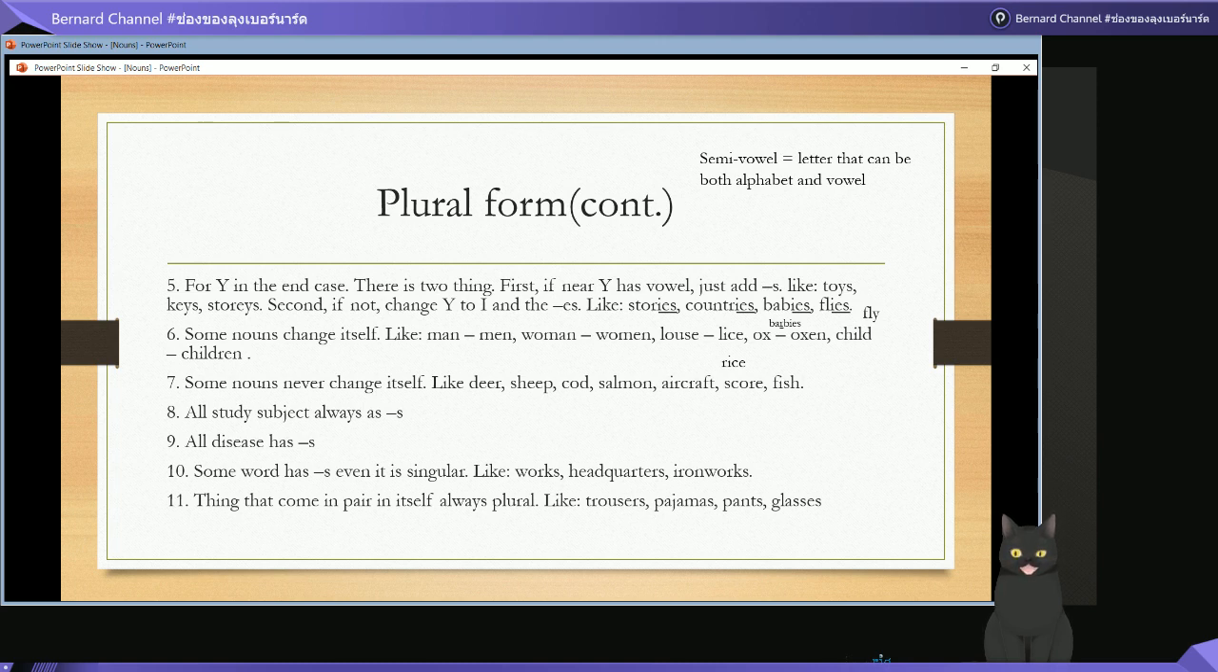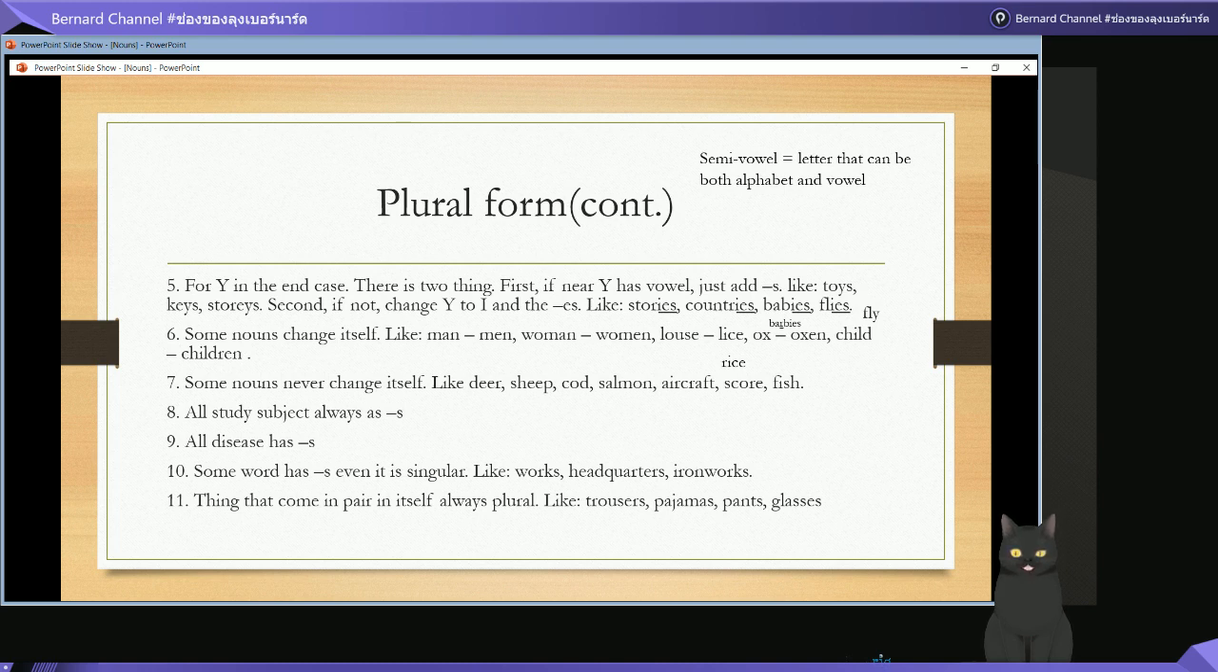Okay. And let's go to number 8. Number 8 says all study subjects, for example like maths, English, Japanese, and science, something like this, always add S. Always add S, even though you mean just one subject. So make sure you remember that, and make sure you add that after the subject as well, if you mean it as a noun. Okay, and diseases like AIDS or COVID itself, you need to add s following it.